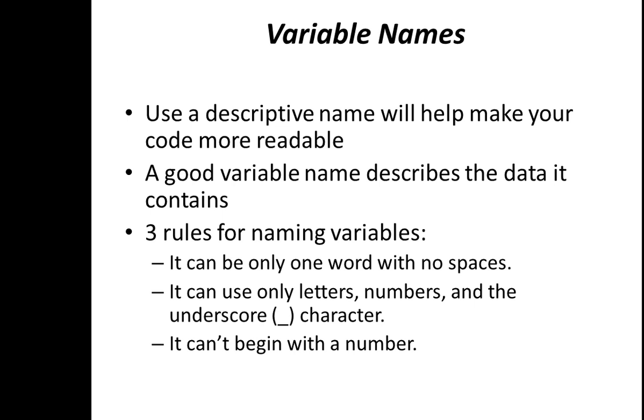The three rules for variable names are: first of all, it can be only one word with no spaces. The second rule is, you can have letters, numbers, and underscore characters within the variables. And the third rule is, you cannot begin your variable with a number.